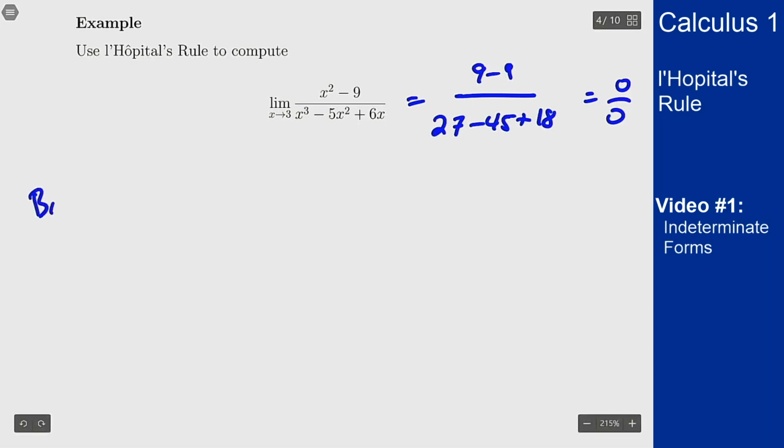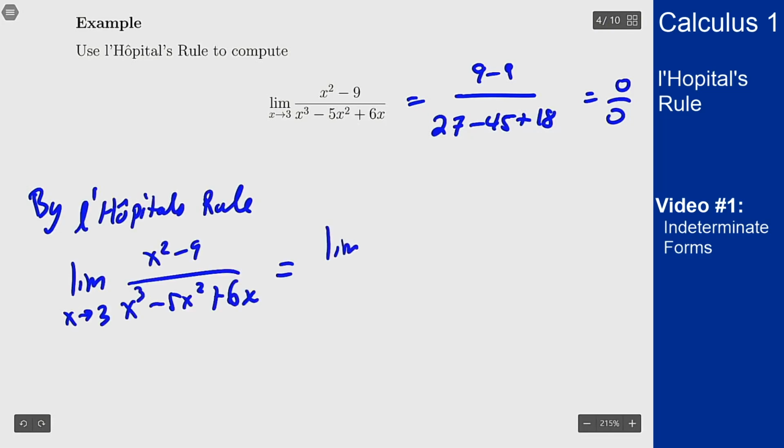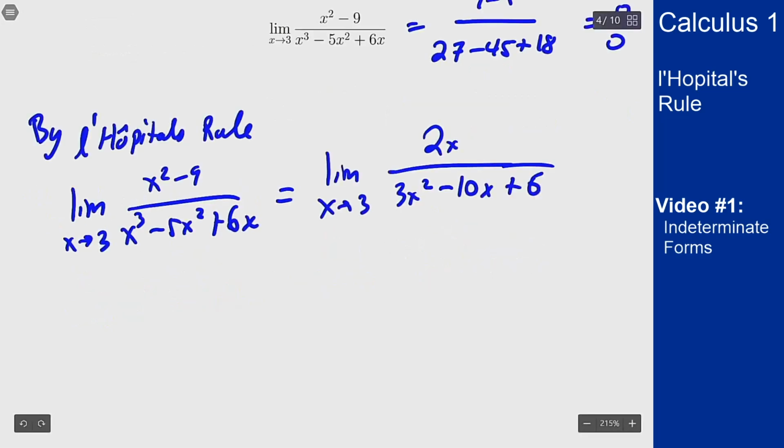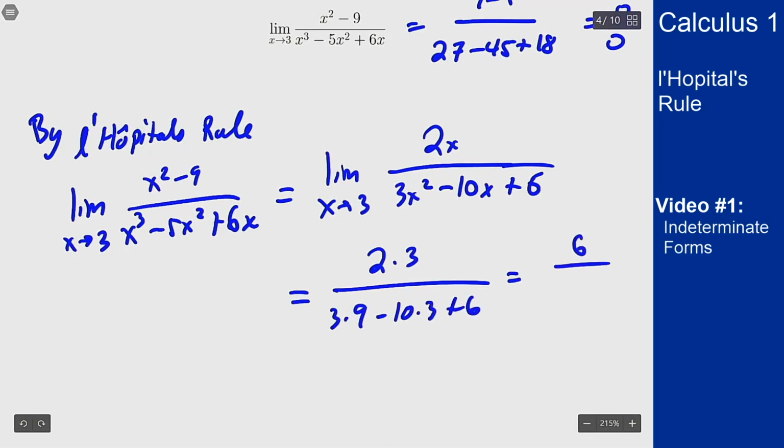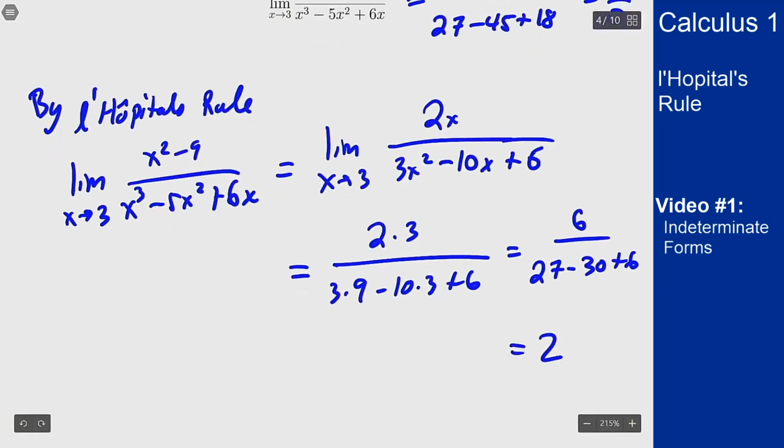So by L'Hopital's rule, limit x goes to 3 of my original expression is equal to the limit as x goes to 3, and now I take the derivative of the top and bottom separately. So I get a 2x on top, I get a 3x squared minus 10x plus 6 on the bottom, and now I can try to plug in 3 and see if that limit works. If it does, great. If not, then we might be in trouble. Let's plug in 3 and see what happens. I will get 2 times 3 over 3 times 9 minus 10 times 3 plus 6. Looks like we're in good shape. 6 over 27 minus 30 plus 6, which becomes 2. It gives a nice easy way to figure out this limit using L'Hopital's rule.